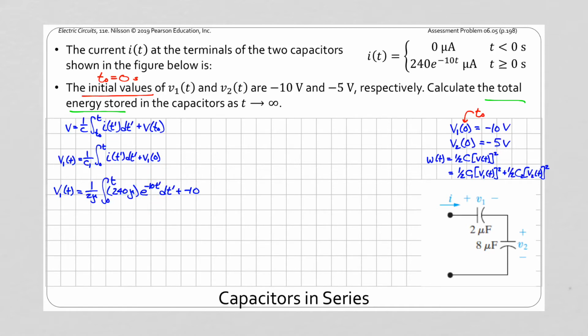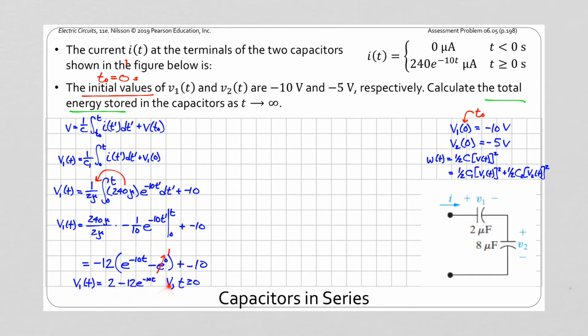Now I can integrate this exponential term. This part is a constant that will come out front, and I could use a substitution here to integrate this term. I've pulled this term out front. When I integrate this exponential, I'll get a 1 over negative 10 out front, and then I'm going to evaluate my function from 0 to t. I can simplify: e to the 0 is 1, and I can do one last step to simplify everything. And so I found the voltage across the first capacitor as a function of time.